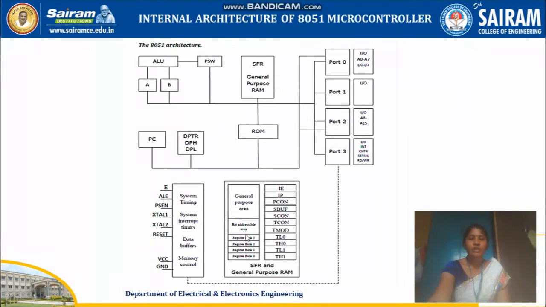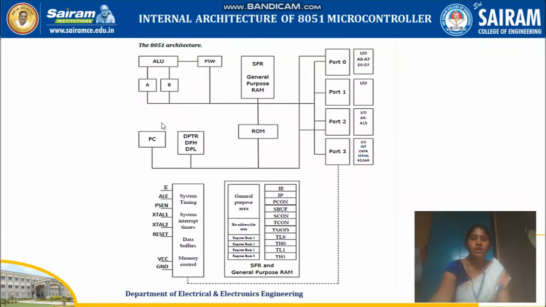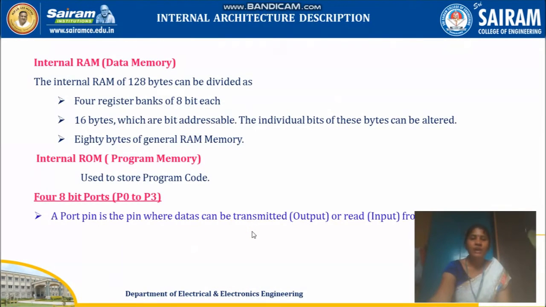This is completely going to be your internal RAM, which is used for storing your data. It is of 128 bytes. Here we have 4 register banks, that is bank 0, bank 1, bank 2, bank 3. Each bank is of 8 bit registers. Next, 16 bytes which are bit addressable area. All the 16 bytes are bit addressable area, and 80 bytes of general purpose RAM. So totally we have 128 bytes.